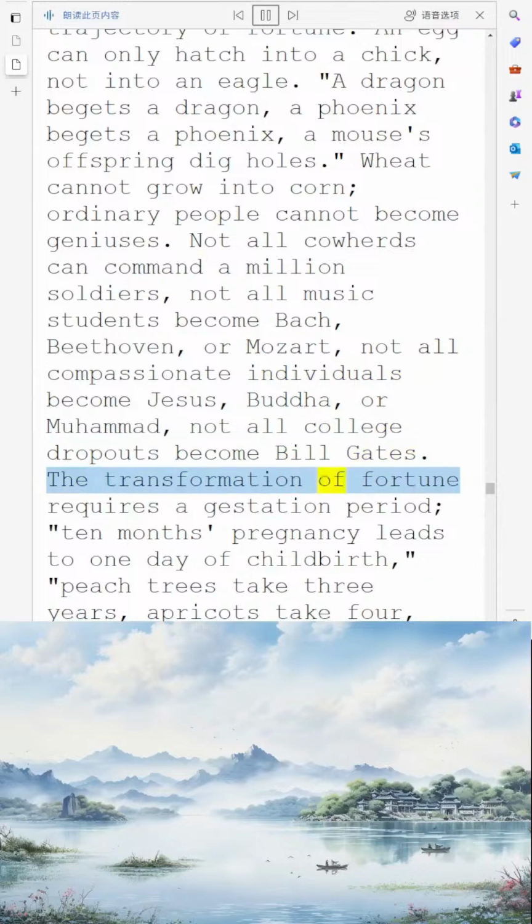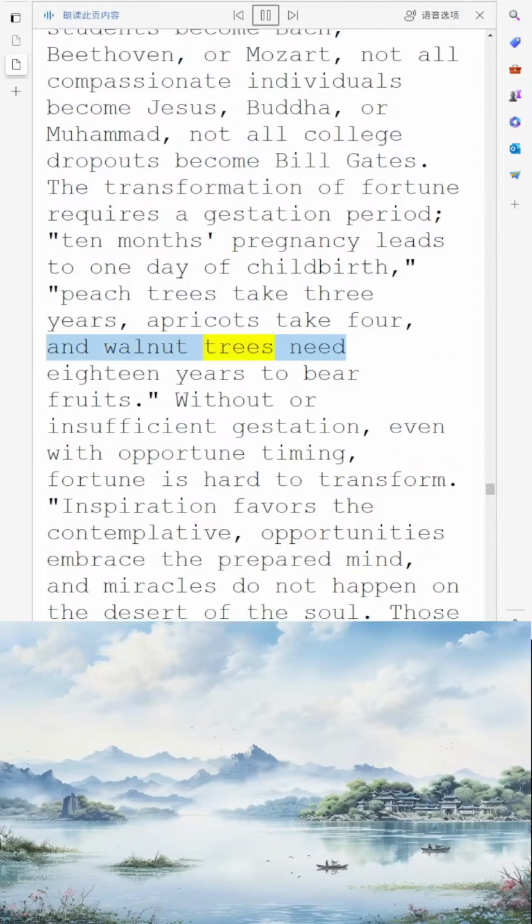The transformation of fortune requires a gestation period. Ten months of pregnancy leads to one day of childbirth. Peach trees take 3 years, apricots take 4, and walnut trees need 18 years to bear fruit. Without or with insufficient gestation, even with opportune timing, fortune is hard to transform. Inspiration favors the contemplative, opportunities embrace the prepared mind, and miracles do not happen on the desert of the soul.